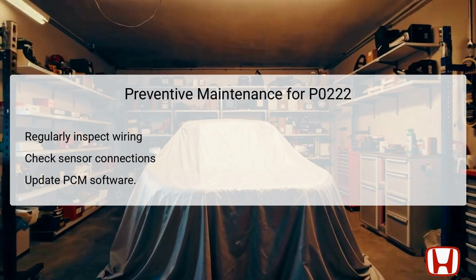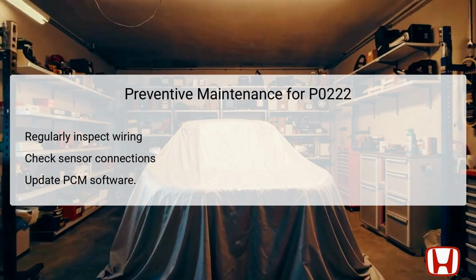For preventive maintenance against DTC P0222, regular inspection of wiring and connectors in the throttle body circuit is paramount. Ensuring connections are tight and free from corrosion can significantly minimize the risk of intermittent failures. Additionally, routine checks on the throttle position sensor can help catch early signs of wear or malfunction.